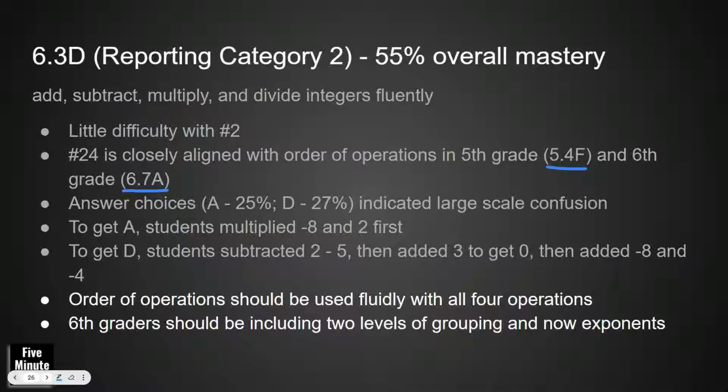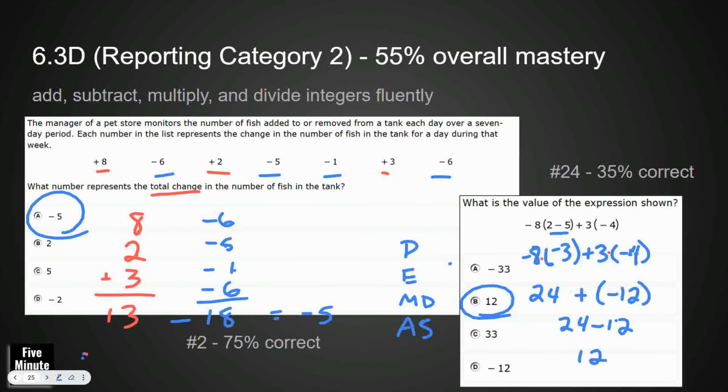Now, the answer choices for number 24. Take a look at this. 25% chose A, 27% chose D. So let's look at that. 25, 27. Our correct answer is 35. That's a lot of guessing.